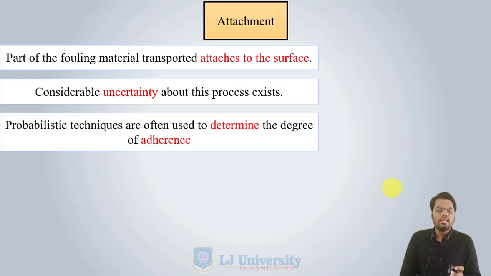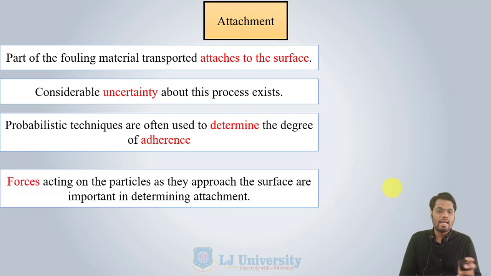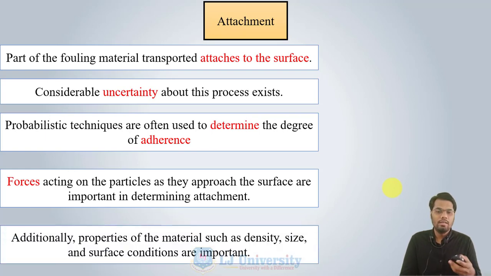Probabilistic techniques are often used to determine the degree of adherence. Forces acting on the particle as it approaches the surface are important in determining the attachment. Additionally, properties of the material such as density, size and the surface conditions are most important for adherence, or we can say for the attachment stage.